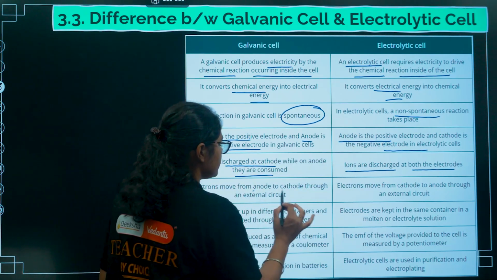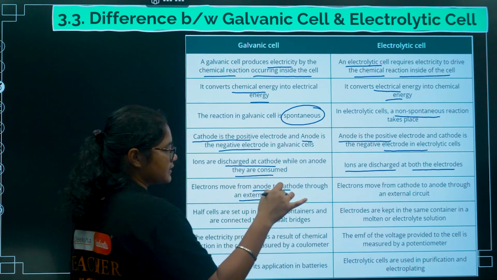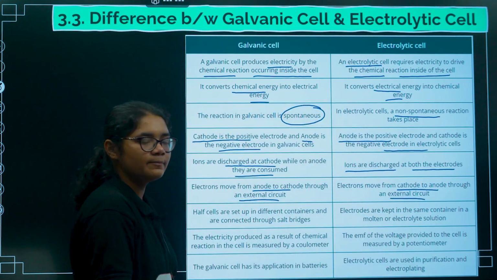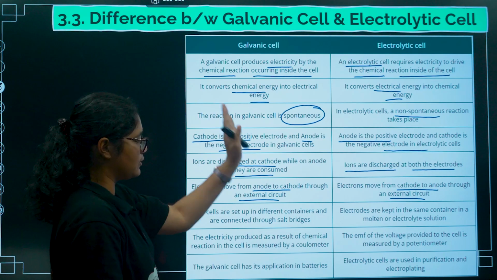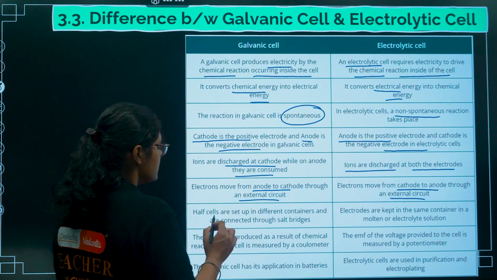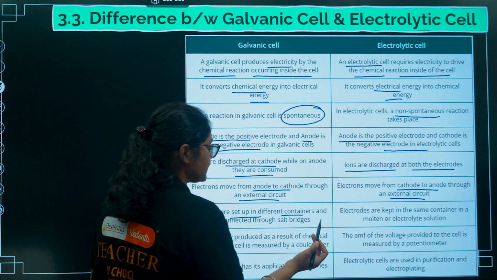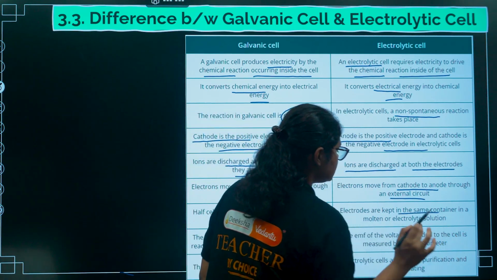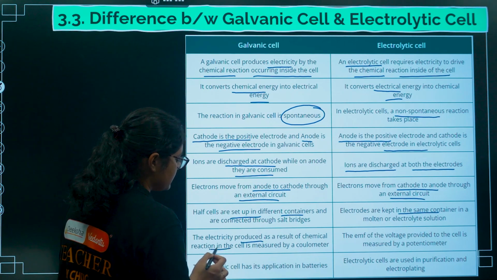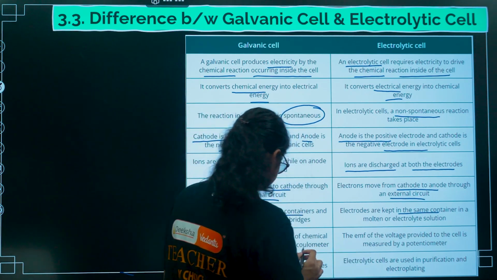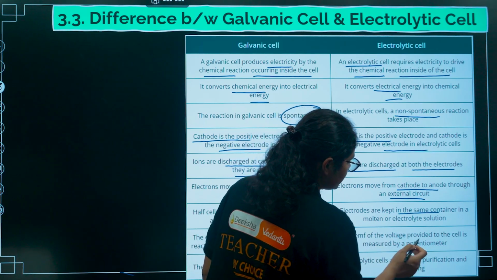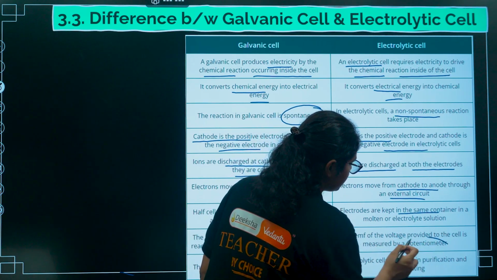Next, in a galvanic cell electrons move from anode to cathode through the external circuit. Here electrons move from cathode to anode through an external circuit. Okay. Next, in a galvanic cell half cells are set up in different containers. Here electrodes are kept in the same container. Okay. Next, electricity produced is as a result of chemical reactions, and it is measured by a coulometer, and the EMF of the voltage provided to the cell is measured by the potentiometer.